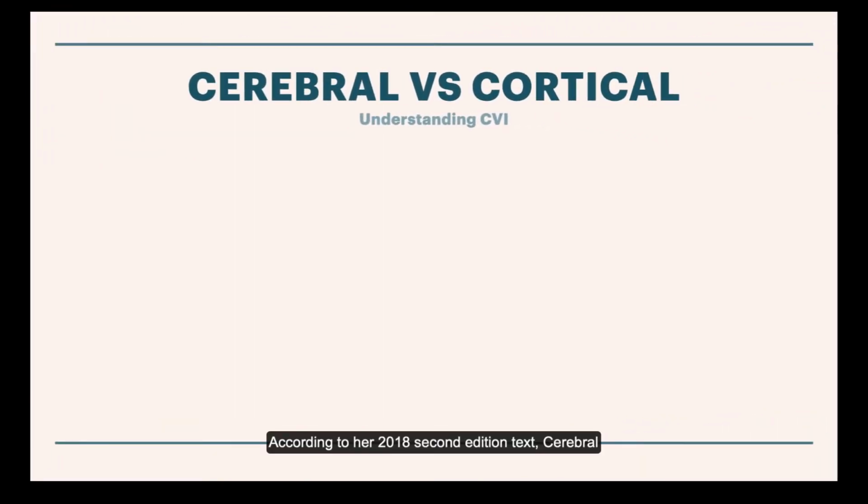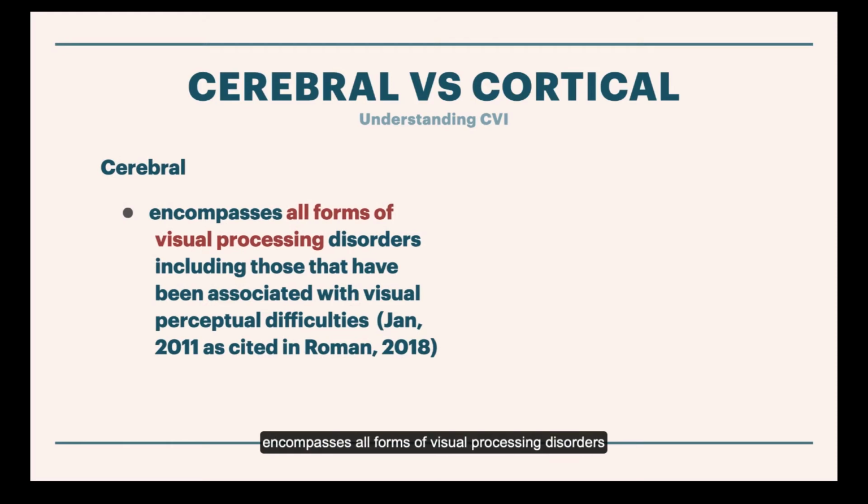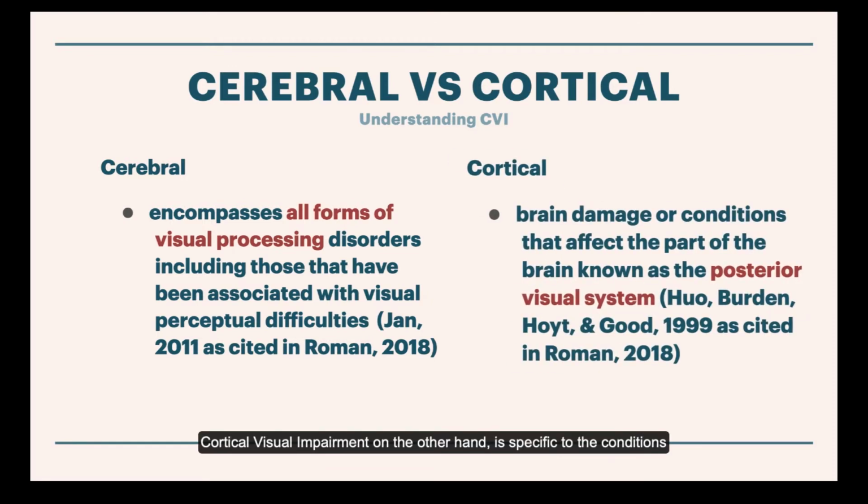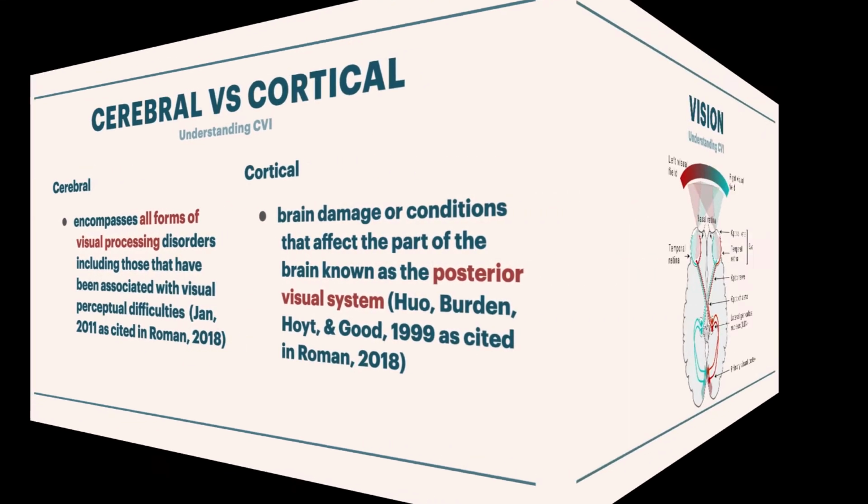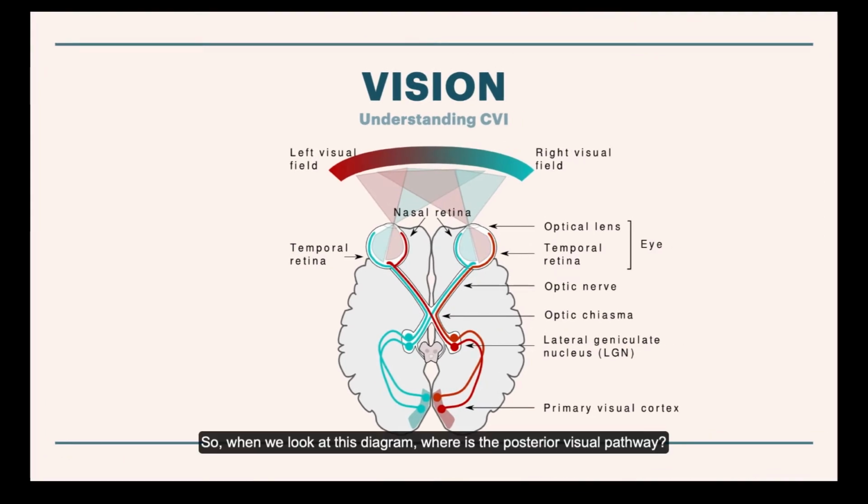According to her 2018 second edition text, cerebral encompasses all forms of visual processing disorders, including those that have been associated with visual perception difficulties. Cortical visual impairment, on the other hand, is specific to the conditions that affect the part of the brain known as the posterior visual system. So when we look at this diagram, where is the posterior visual pathway? Where does the damage have to occur in order for it to be considered cortical visual impairment? This would include the lateral geniculate nucleus, the optic radiation, and the primary visual cortex.